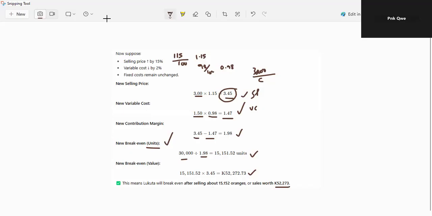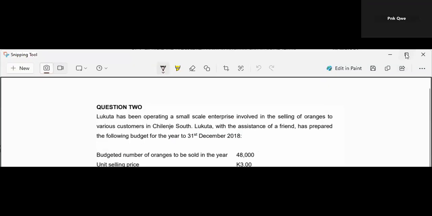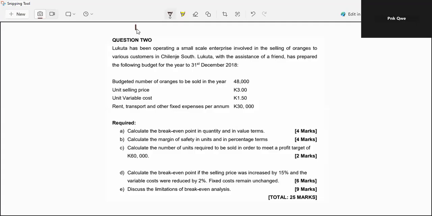Are we together? Okay, so we're going to QM. That's at 8 hours.